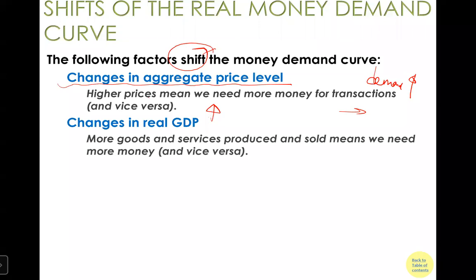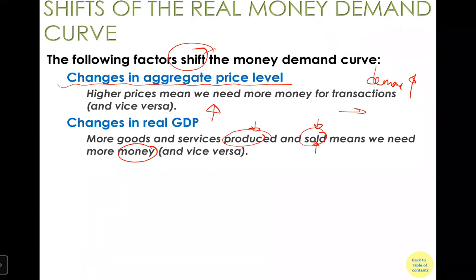Second factor, changes in real GDP. If more goods and services are produced and sold, because remember, when we look at GDP, we can either look at production or at expenditure, then more goods and services sold means more transactions, meaning we need more money to facilitate the transactions.